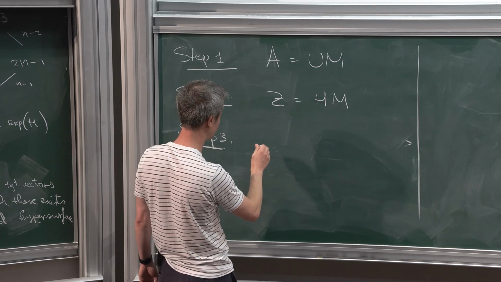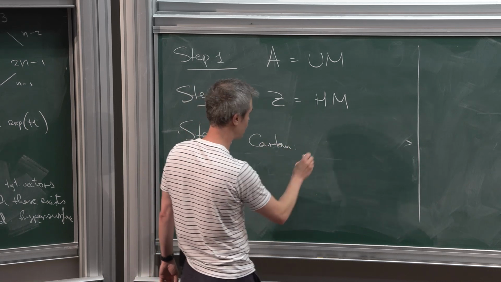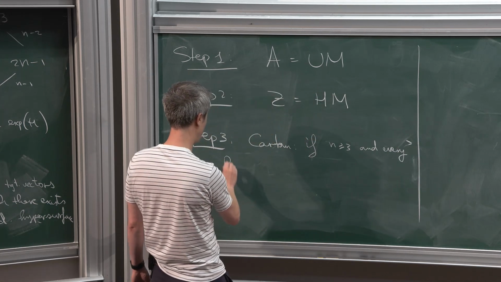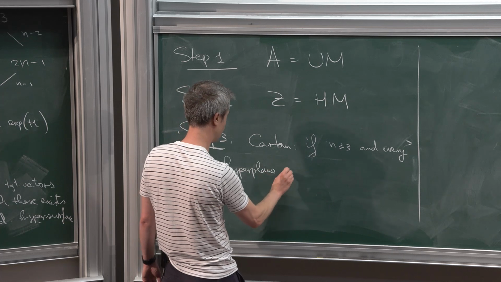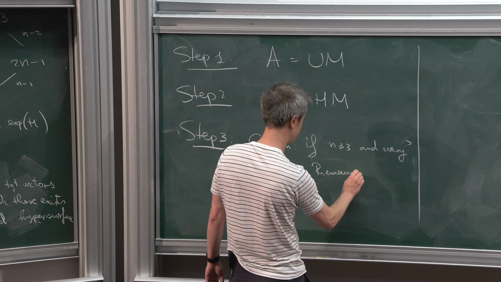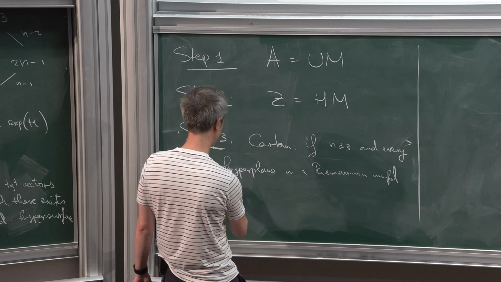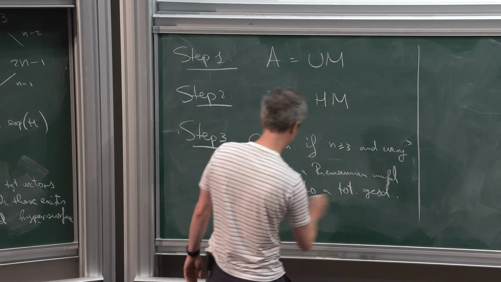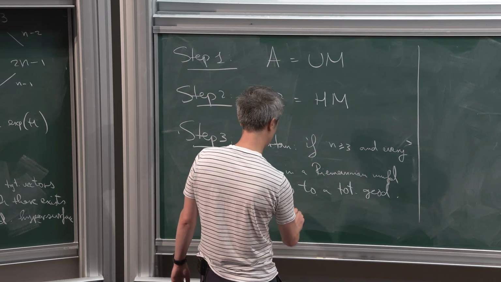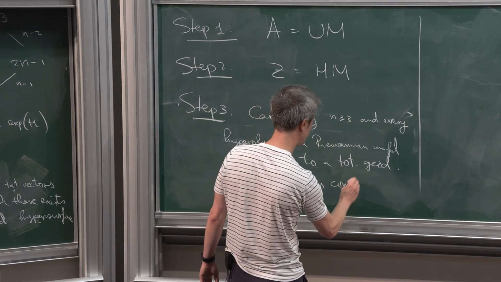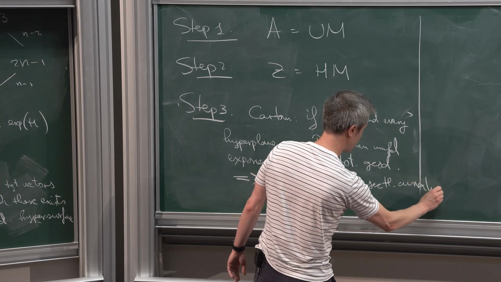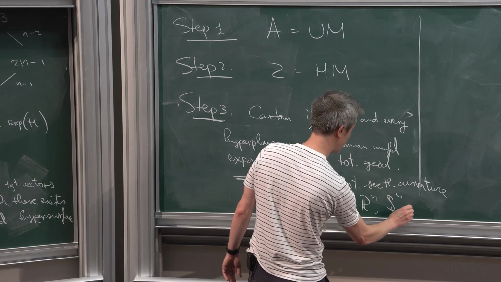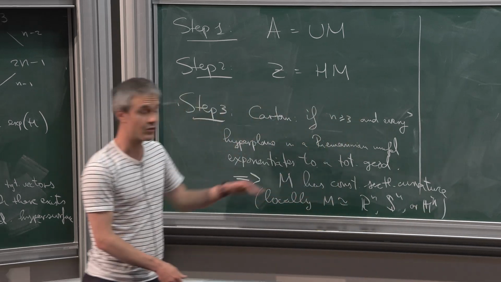There's a theorem from many years ago, due to Cartan, that if n is at least 3, and every hyperplane in a Riemannian manifold exponentiates to something totally geodesic, then M has constant sectional curvature. This means that locally M is Rn, Sn, or Hn. And of course, we can only be in the last case.